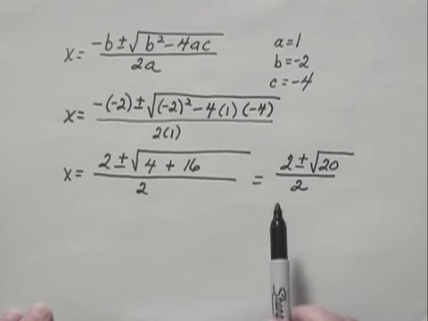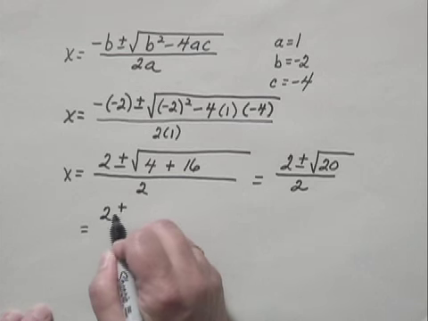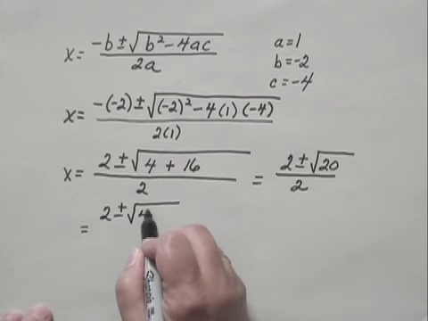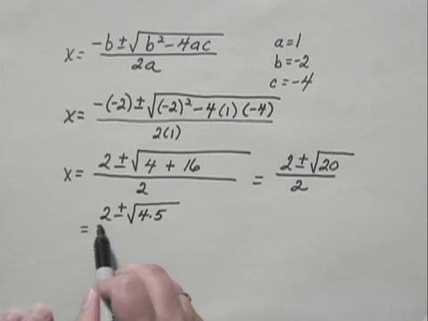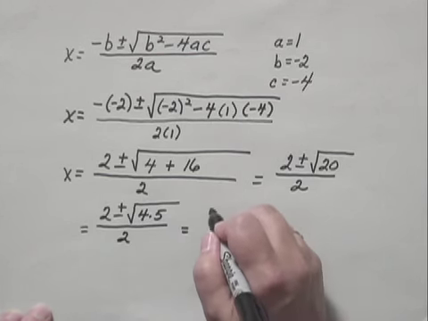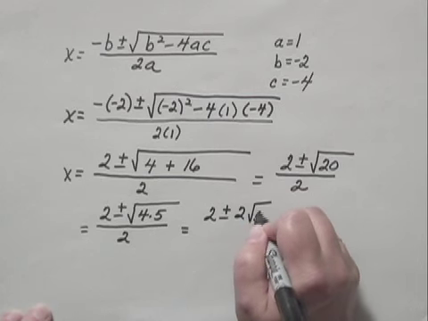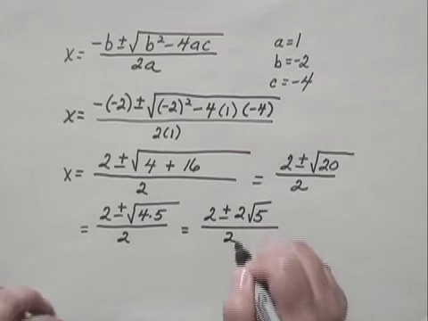Now let's see if we can simplify further. 20 is 4 times 5. So that equals 2 plus or minus the square root of 4 times 5, all over 2. And the square root of 4 is 2, so we can write this as 2 plus or minus 2 times the square root of 5, all over 2.